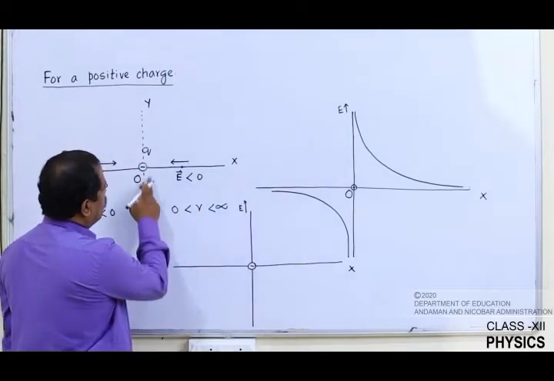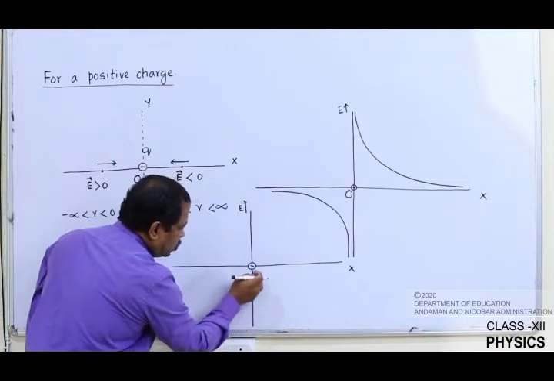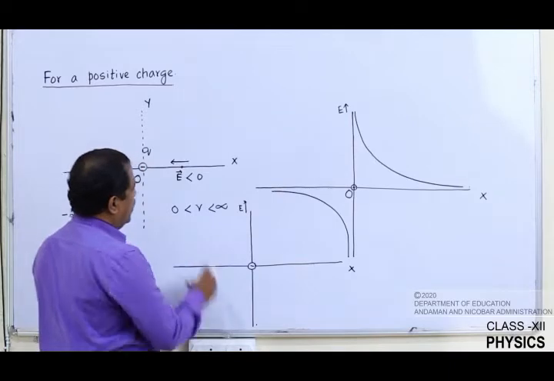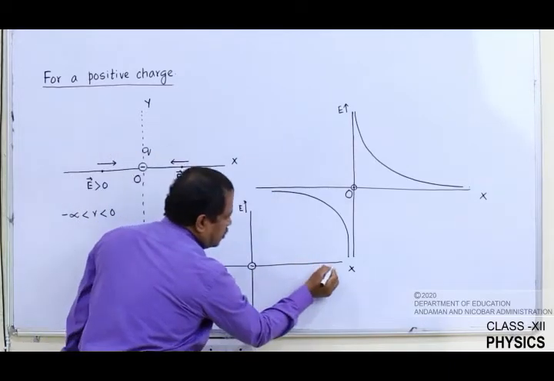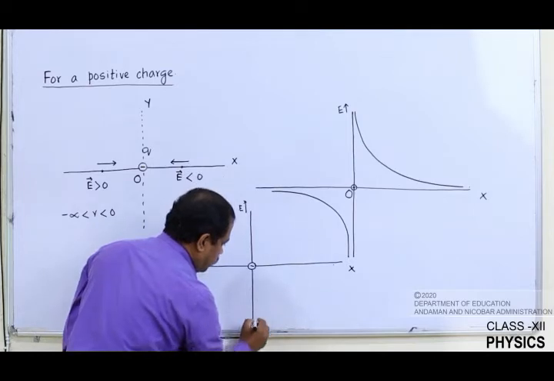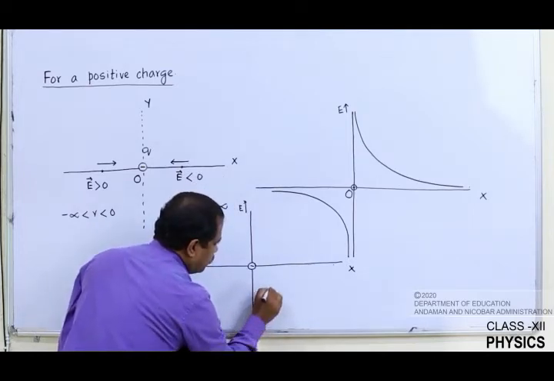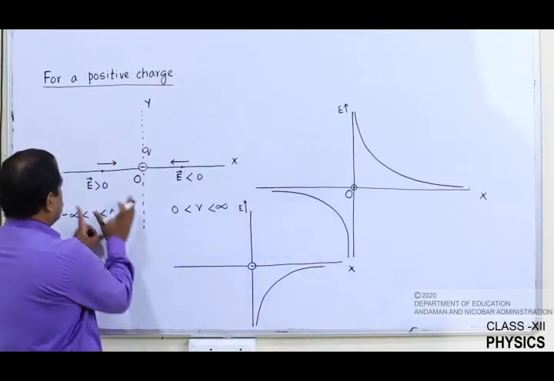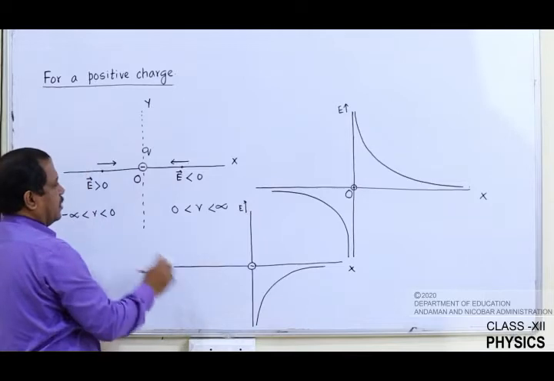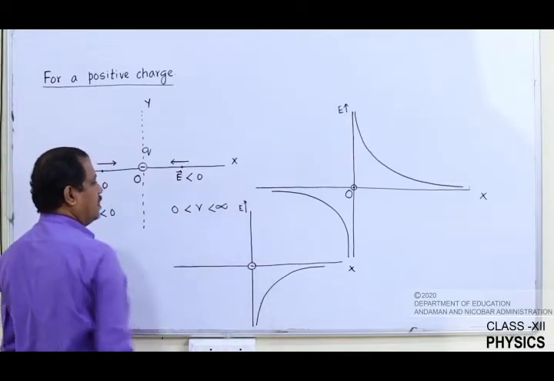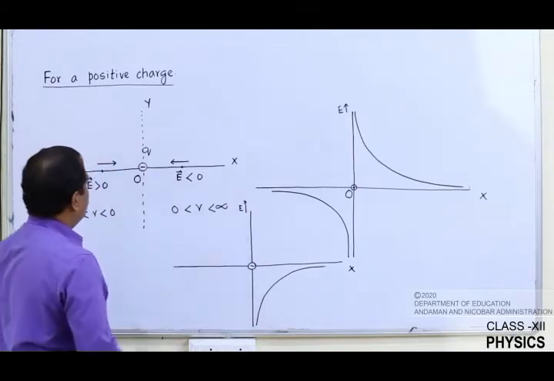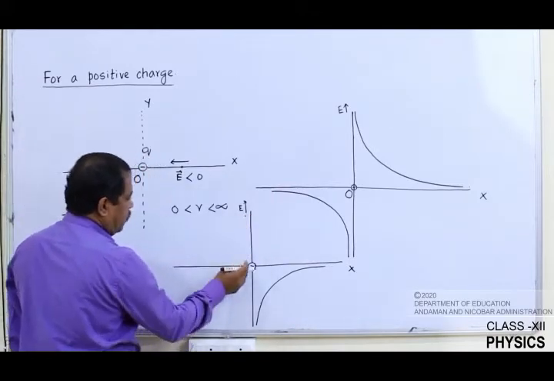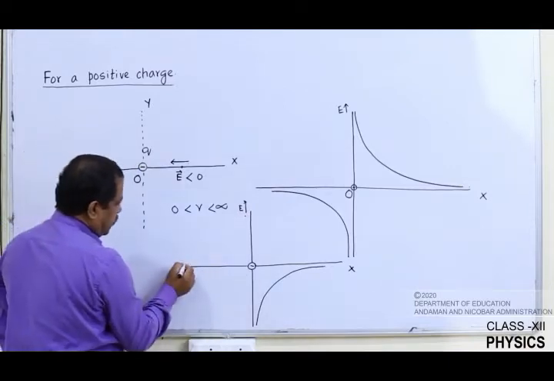When the value of r is very close to 0, the electric field approaches infinity. And as the value of r approaches infinity, the value of electric field approaches 0. So the graph goes this way. And if you look this way, the electric field is in the positive direction. So this part of the vertical axis represents my electric field. When r is very close to 0, the electric field approaches infinity, and when r is at infinity, the electric field approaches 0.